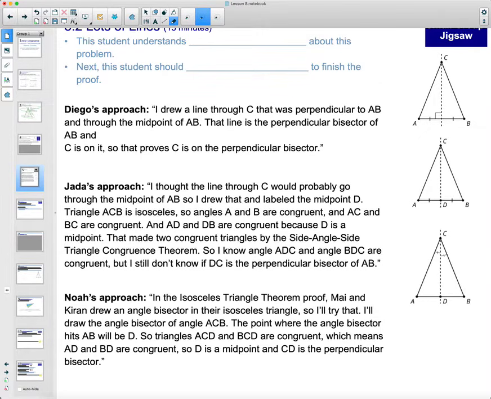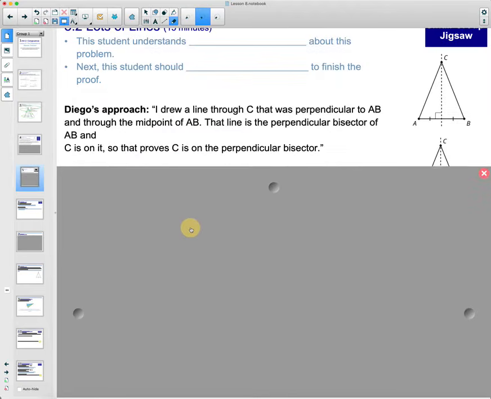Is there any holes in their logic? Is there anything that they did incorrectly? So some things that you might end up wanting to say to Diego. Okay, so if we were just looking at Diego's here for a second.